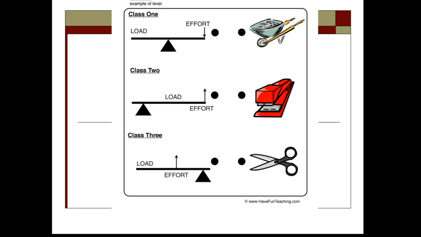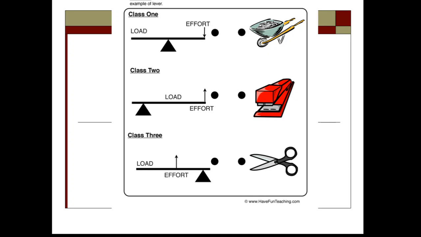Okay, so let's look at what we just said. You have three different types. You have a class 1, where your load is on one side and the effort's on the other. That's like a seesaw. You're pushing down on one side and it pulls up the other side.